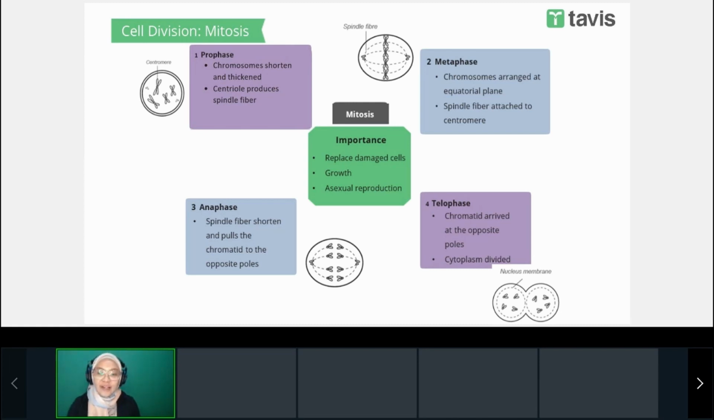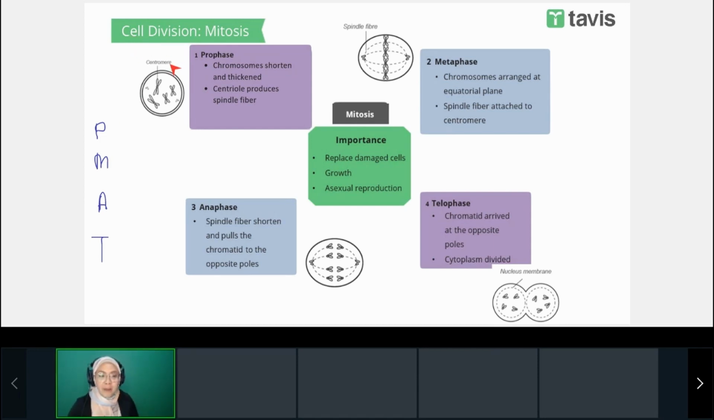Okay, now we go to the next slide that discusses mitosis. I have a very interesting acronym for mitosis. Please remember Pak Mat. Who is Pak Mat, teacher? P for prophase, M for metaphase, A for anaphase, T for telophase. Pak Mat. What happens during this Pak Mat?